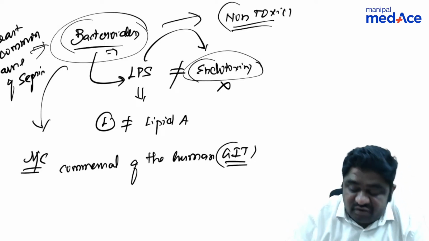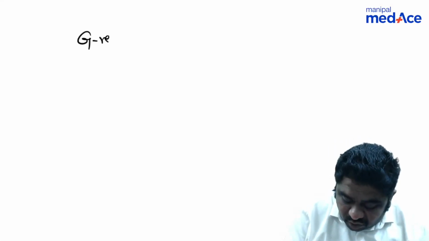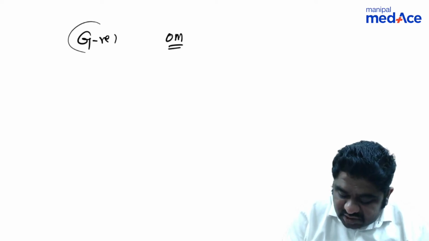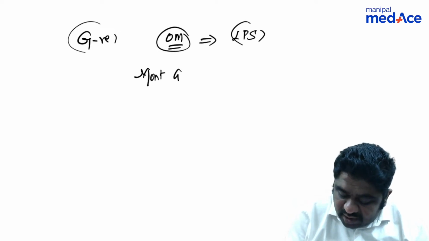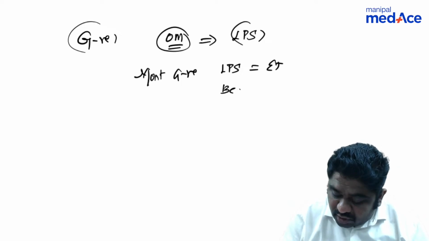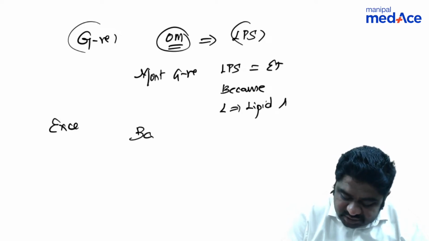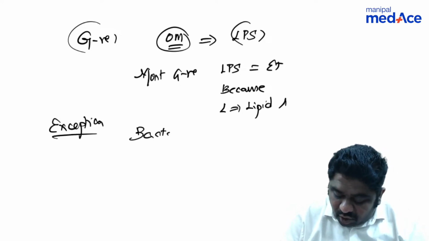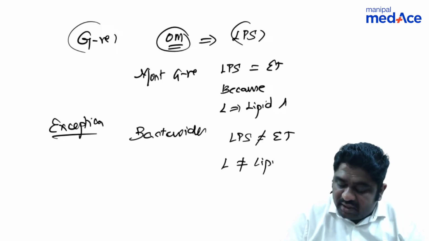Now, let me summarize whatever we have spoken till now in a fresh page. Look at this concept. Generally, in case of a gram-negative organism, the outermost layer is the outer membrane, which is made up of lipopolysaccharide. In most gram-negative organisms, LPS is equal to endotoxin. Why? Because in the LPS, the toxic component L is equal to lipid A. In case of Bacteroides, we are going for exceptions. This is exception number 1. Bacteroides: LPS is equal to endotoxin is not correct because L is not equal to lipid A.